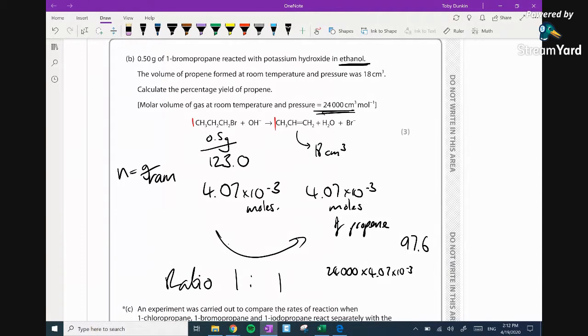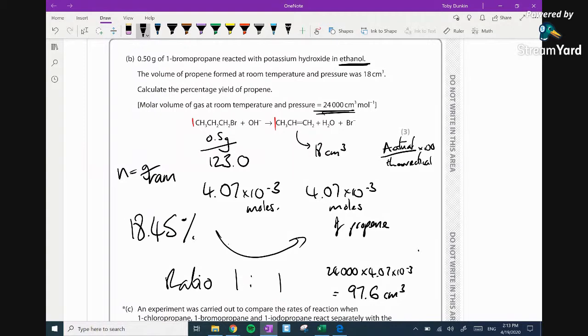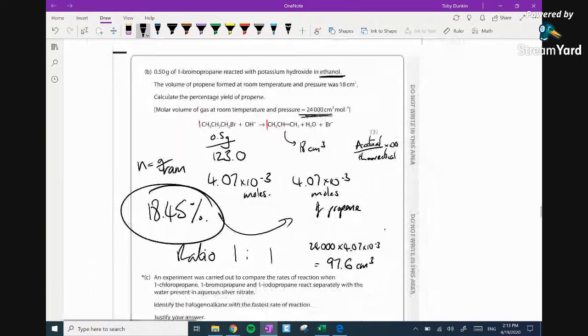It says do not write in this area. Yeah, I'm just going to move that a little bit. So I'm just going to do equals 97.6 centimeters cubed. I'm keeping the real number on my calculator though. So now I want the percentage yield. Percentage yield is actual over theoretical times 100. So I'm going to go actual is 18 over answer times 100, and I get 18.45%, and I'm done. That's the yield. Terrible yield, by the way. Horrendous.